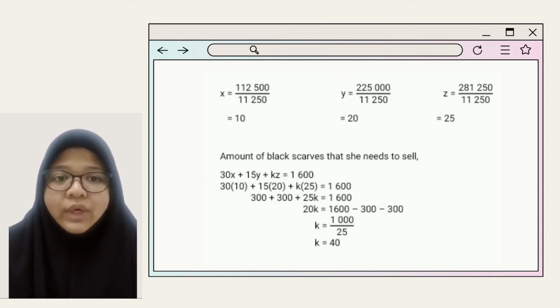So the amount of white scarves that Kaisara needs to sell is, we will substitute the value of X, Y, Z that we got into the linear equation, and we'll get the answer of the scarf that she needs to sell is 40 white scarves.